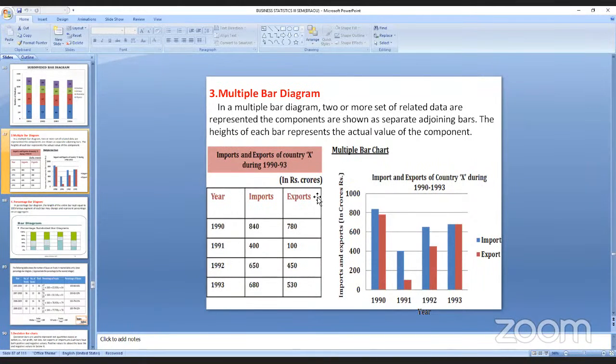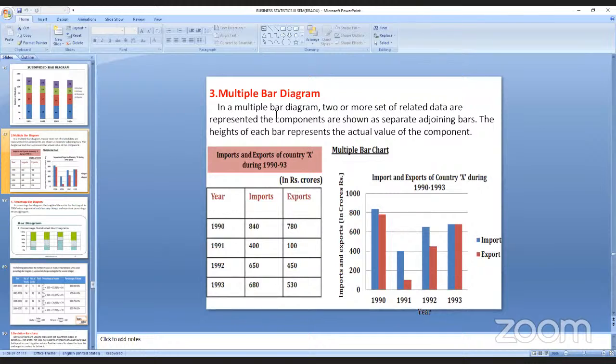This is the multiple bar diagram. In a multiple bar diagram, two or more sets of related data are represented, not just one but more than one. Each component is shown by a separate adjoining bar. So the height of each bar represents the actual value of the component. Got my point?